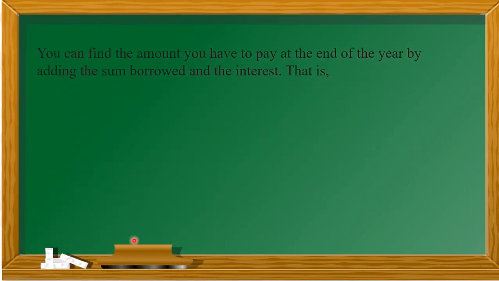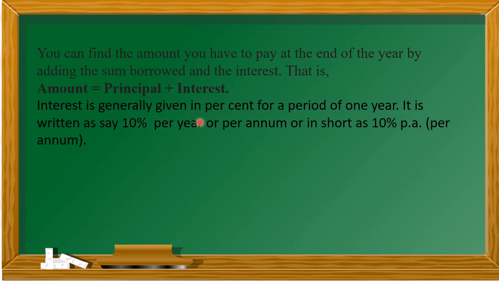So you can find the amount you have to pay at the end of that particular year by adding sum borrowed and the interest, that is, amount is equal to principal plus interest. Now interest is generally given in percent. For a period of 1 year, it is denoted as 10% per year or per annum, or in short 10% PA, that is per annum.